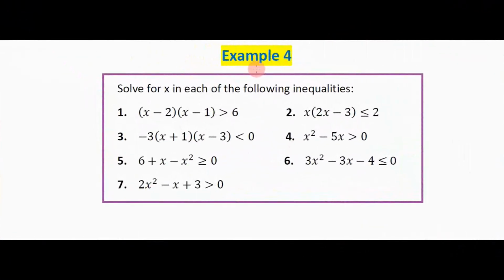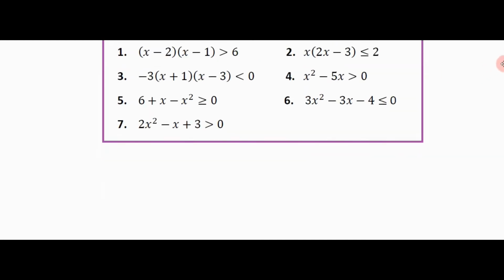Example 4 on quadratic inequalities deals with trinomials, and it says solve for x in each of the following inequalities, and we are given these 7 inequalities. So let's look at the first one. We have (x minus 2) times (x minus 1) is strictly greater than 6. Now we always need a 0 on the right hand side of a quadratic inequality. So we're going to start by multiplying out the brackets on the left hand side.